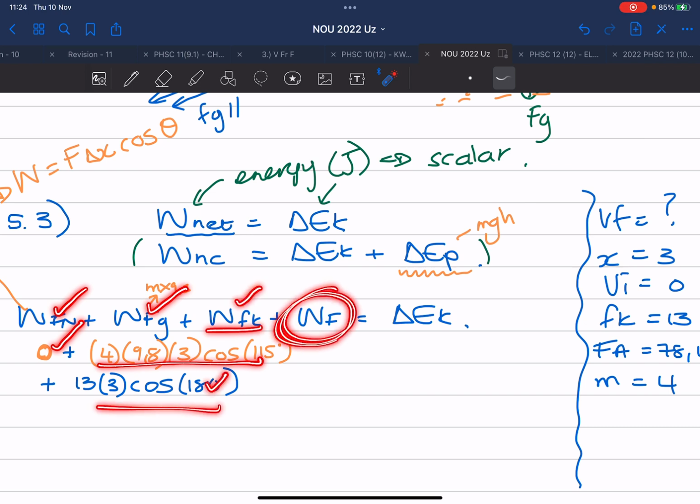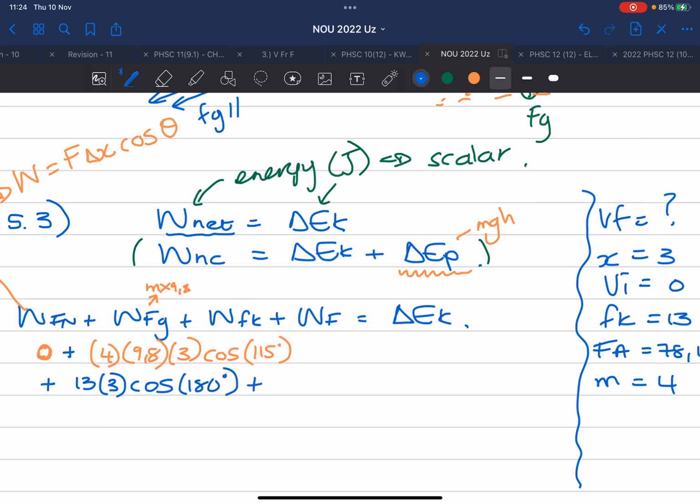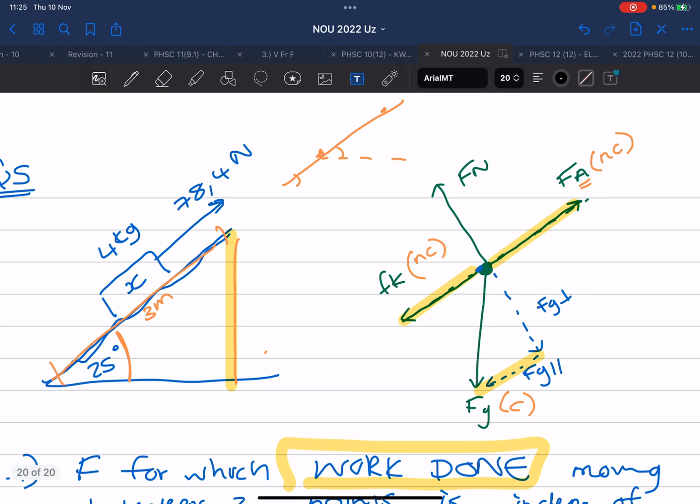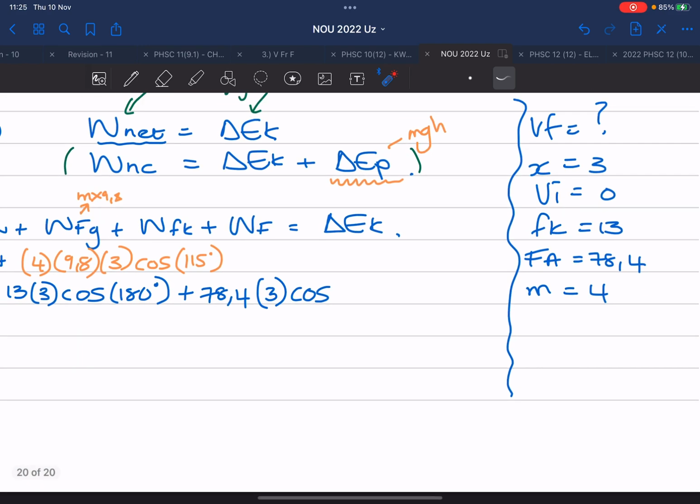So now moet ek doen F. Plus, what is the size of F? If the applied force is 78.4. What is the distance covered? 3. And what is the angle? Kom ons gaan terug na sprentjie toe. F is there and it's moving there. What is the angle between them? Nothing. 0. So it's cos 0. So cos 0 is nie 0 nie, né? Cos 0 is 1.